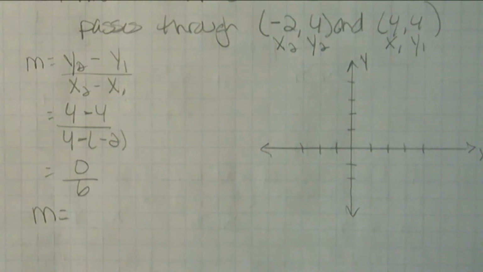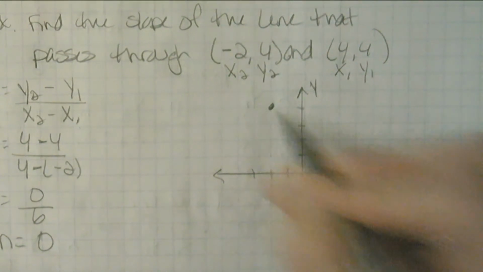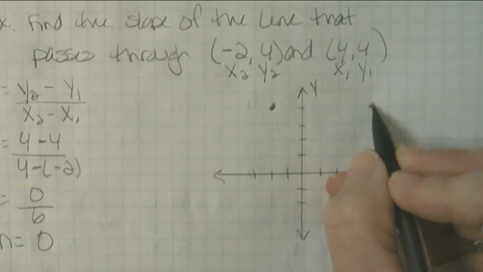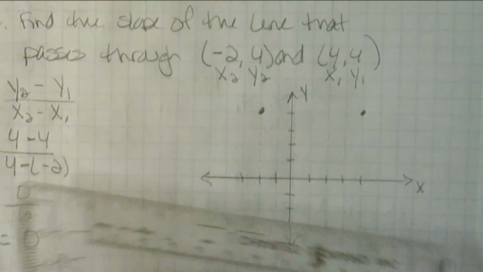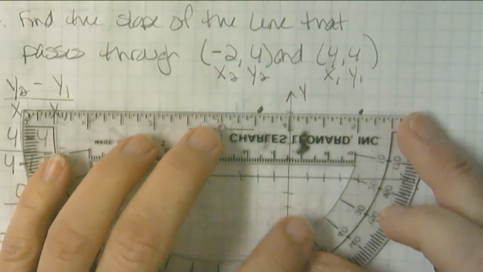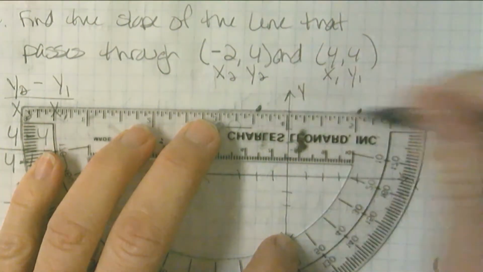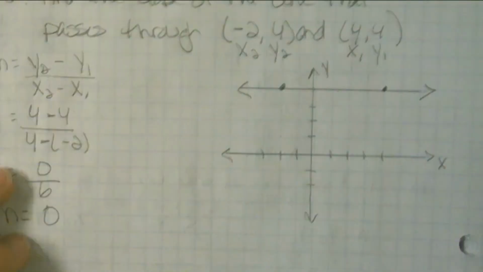Joseph? 0. So when I graph these, negative 2, 1, 2, 3, 4, what kind of line did I come up with when I graphed these, Ryan? Not a parallel line. All lines are straight. Horizontal. This is a horizontal line.